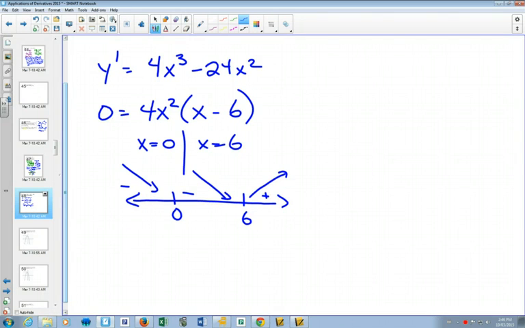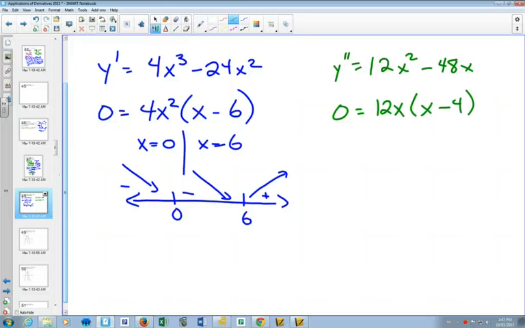We're going to also do our second derivative over here, which will give us 12x squared minus 48x. Make that equal to 0. Factor out a 12x, leaving us with x minus 4. So x equals 0 and x equals 4 are our points where we could have an inflection point.